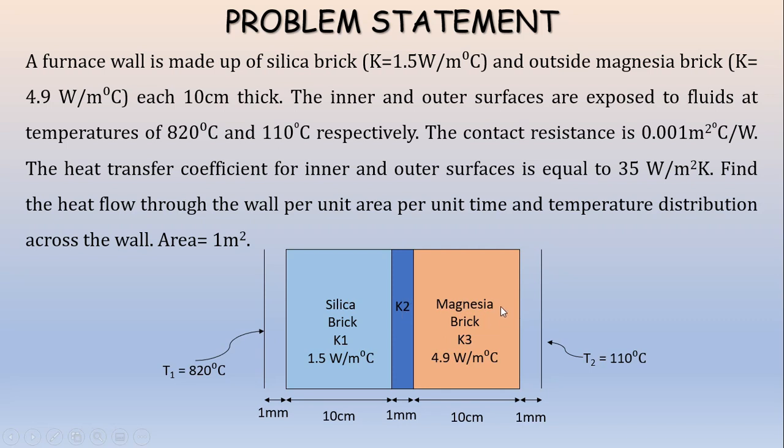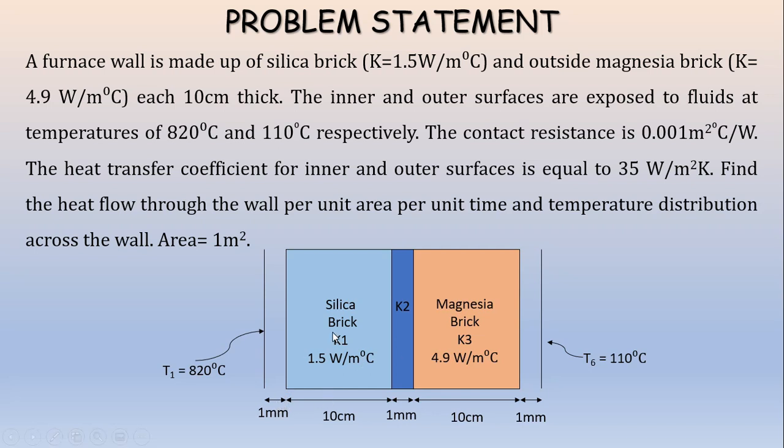And also the heat that is generated in the magnesia brick wall has to be convected to the outer surface. Here we have the inner temperature of the furnace and the ambient air temperature. The temperature inside the furnace is 820 degrees Celsius, while the ambient air temperature surrounding the furnace wall is 110 degrees Celsius. Now, as per the problem statement, we need to find the heat generated inside the furnace and the heat transfer that takes place across these walls, and also the temperatures at the walls are to be calculated. The dimensions are: this is 1 mm, this is 10 centimeters.